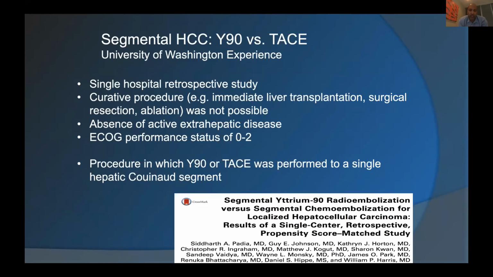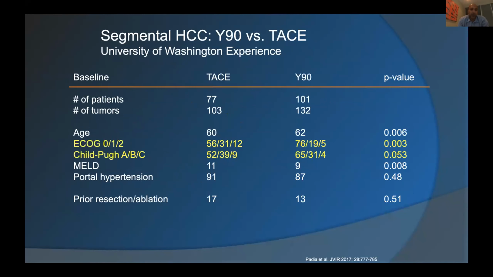And again, I'm not talking about lobar TACE or lobar Y90. We're strictly talking about segmental treatments. When we did it over 3 years' time, this was 178 patients. You could see the number of tumors, a little over 100 in each group. They were relatively well matched. The ones in yellow are where there were some discrepancies. So you'll notice maybe a slightly higher rate of Child C patients in the TACE group, but otherwise relatively similar.